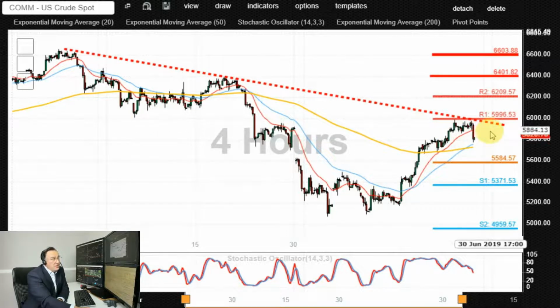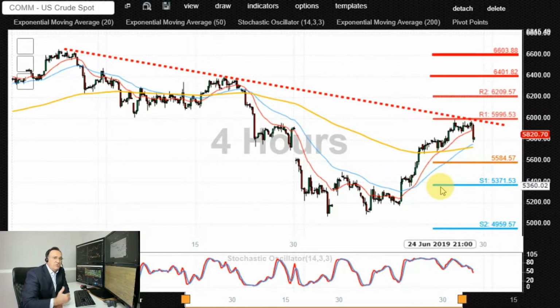Bears appear to be in control below that level, so if we see a rejection at 60 and a pullback lower, that would negate this current bullishness as an oversold bounce back, potentially targeting 55.80, 54, 53.70 to the downside.